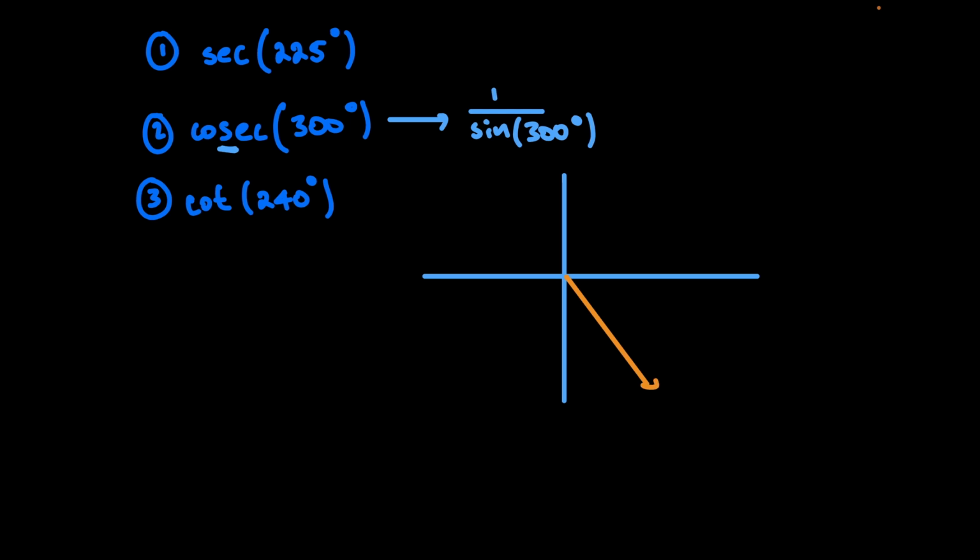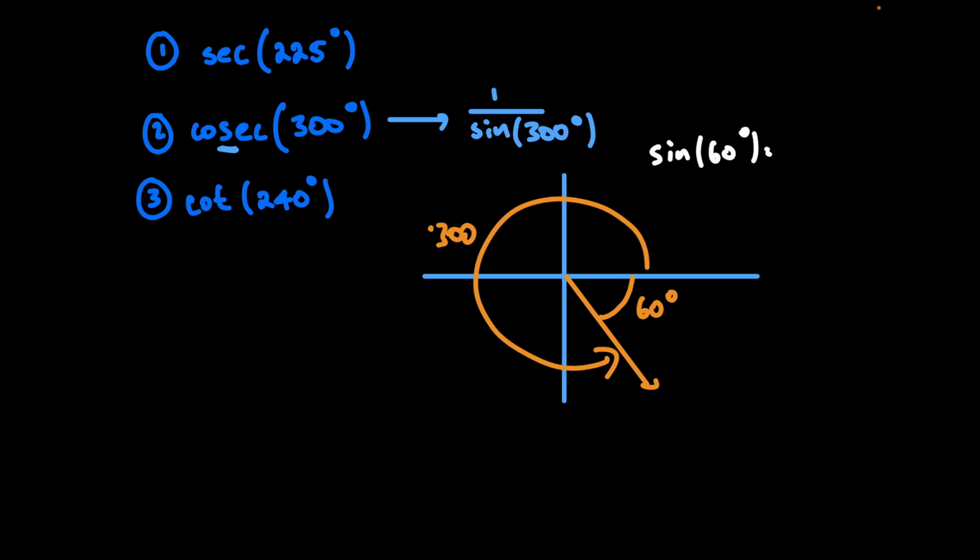Okay, and with the reference angle, it's always with the x-axis, is this one here. Okay, so our reference angle is going to be 60 degrees, because all the way around like this is 300. Okay, so let's work out what the sine of 60 degrees is. The sine of 60 degrees is root 3 over 2.